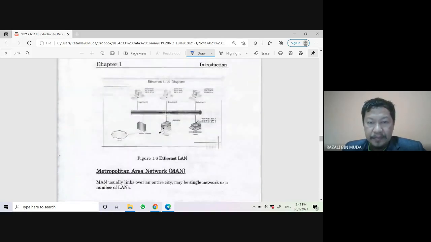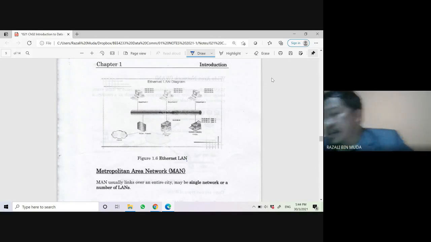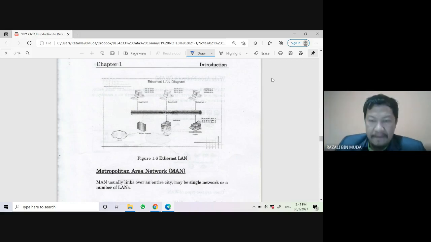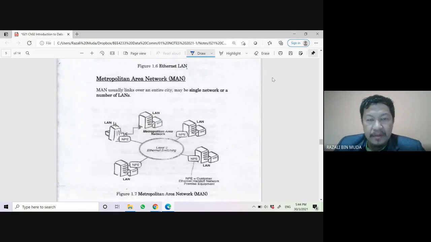This is an example of an Ethernet LAN. The second one is MAN, Metropolitan Area Network. A MAN usually links over an entire city, maybe a single network or a number of LANs. So a MAN can be a single network, or it can be a combination of a few LANs.